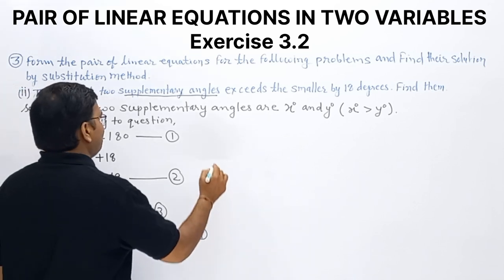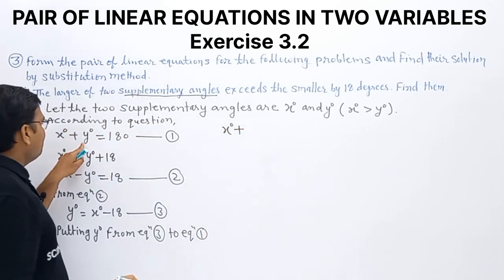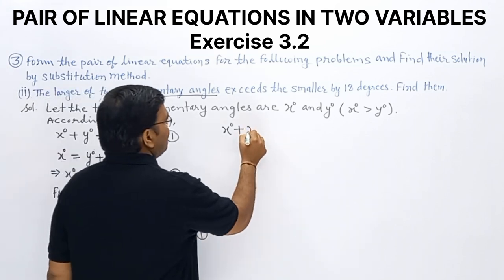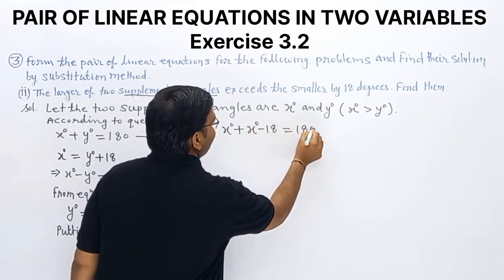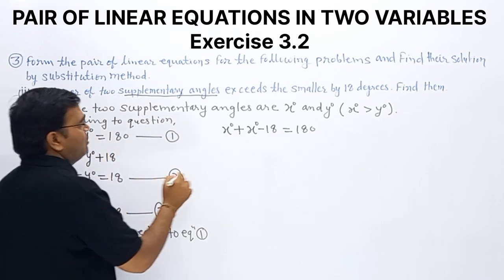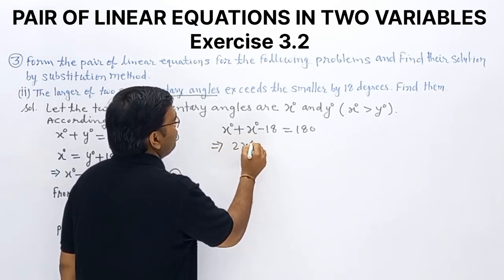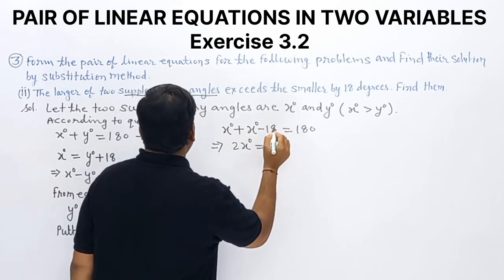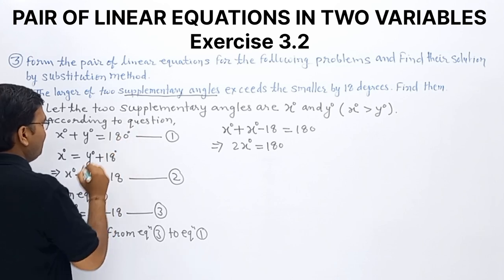Then what are we getting? Observe, x degree plus, in place of y degree we will put this value, x degree minus 18 degree, and it is equal to 180 degree. Clear? I am putting it in this equation. Now solve this one. x degree plus x degree is 2x degree, equal to 180 degree, 18 degree more.